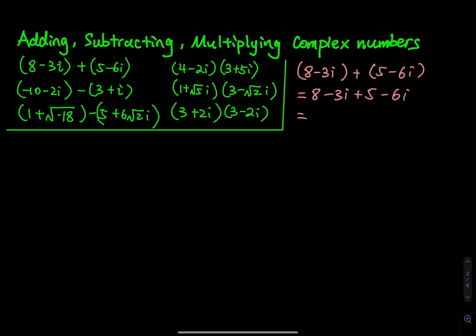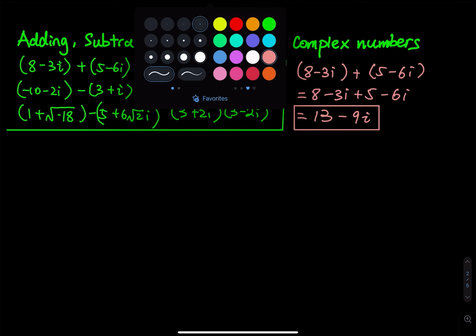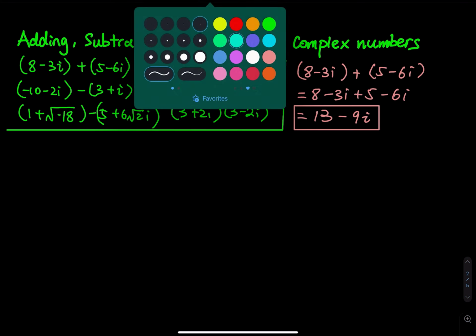So you have a plus 5, which equals 13. And then negative 8 minus negative 6 is equal to negative 9i. That's it. So that is the answer to the first problem. Let me switch to a new color for every problem.